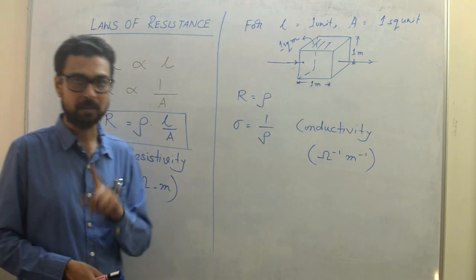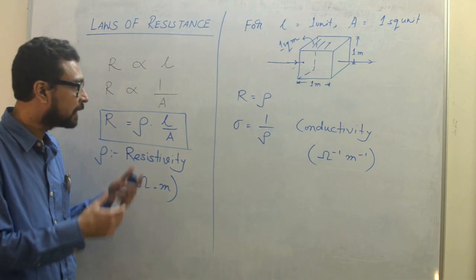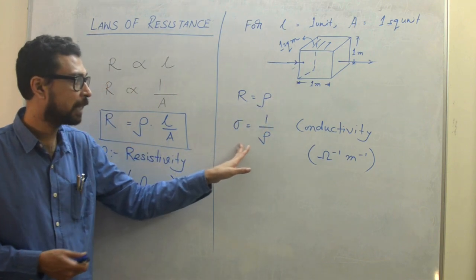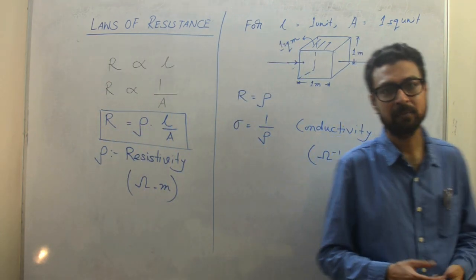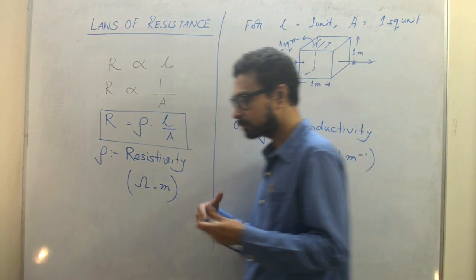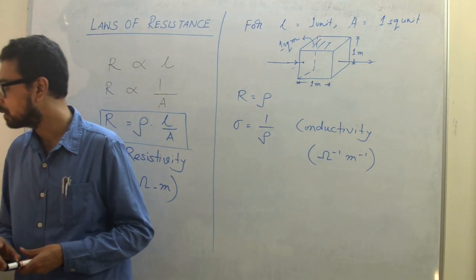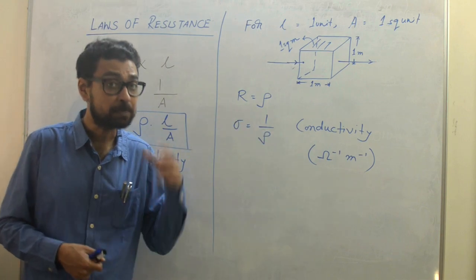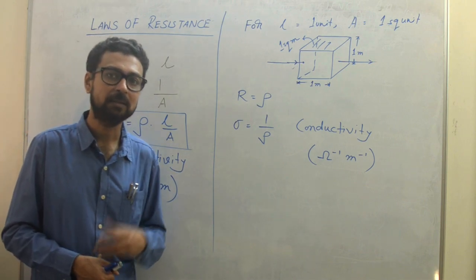First of all is the substance, definitely. The more the substance is a conductor, the lesser the resistivity will be, so that it can give you more conductivity. And the substances which are insulators will have a very high resistivity. It's dependent on the substance of the material through which we have constructed the conductor.